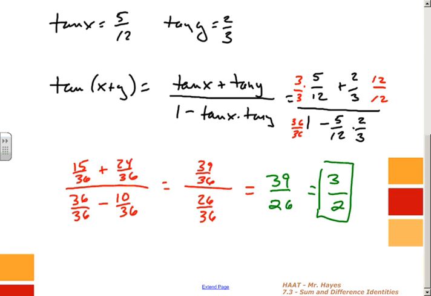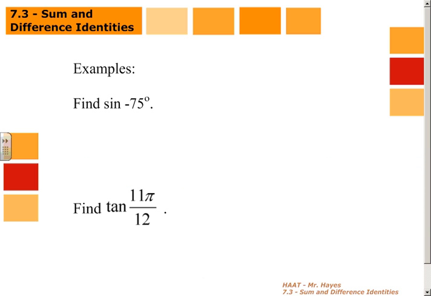The other type of problems you're going to see are things like this, where they say, okay, find sine of negative 75 degrees, or find tangent of 11 pi over 12. These angles here are ones that are going to be based off of ones that you know from the unit circle. And this is where everything we knew from the unit circle is important. It does not matter which two angles you use, so long as they add up or subtract out to be sine of 75.